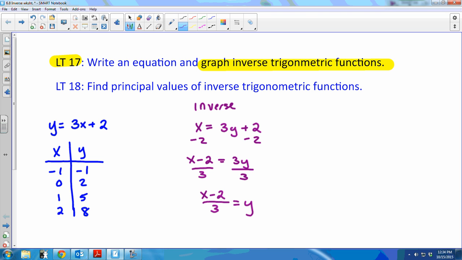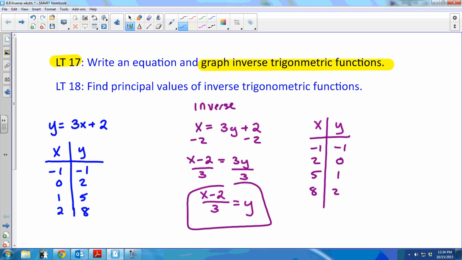And so if you make a table now, if I flip-flop the x and y sides, then all of these values would hold true with this inverse function. So negative 1 minus 2 is negative 3, divided by 3 is negative 1. 2 minus 2 is 0, divided by 3 is 0. 5 minus 2 is 3, and 3 divided by 3 is 1. And 8 minus 2 is 6, and 6 divided by 3 is 2, right?